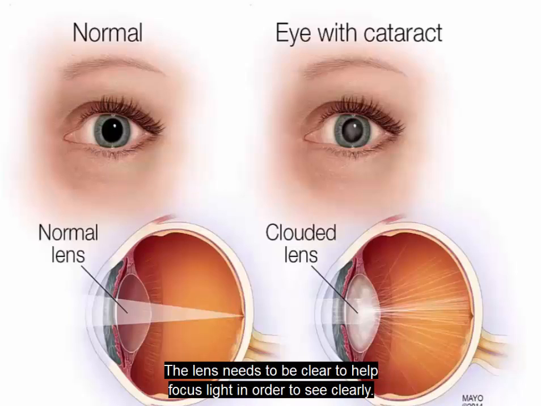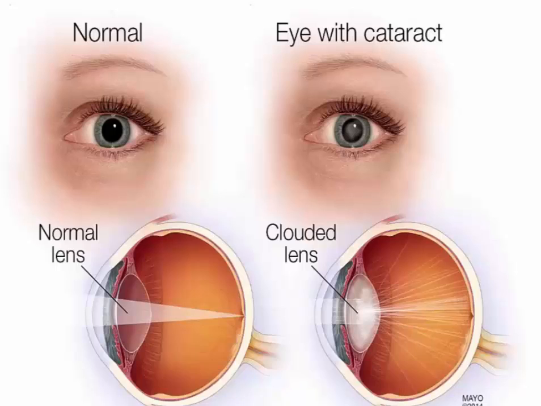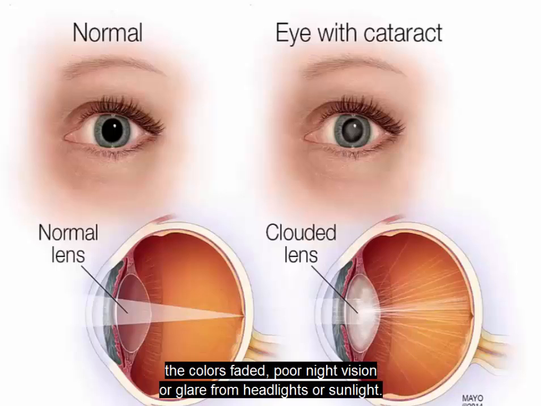The lens needs to be clear to help focus light in order to see clearly, and if the lens is cloudy from a cataract, the image the patient sees will be blurred, the colors faded, with poor night vision, or glare from headlights or sunlight. The treatment is to remove the cloudy lens and replace it with an artificial lens.